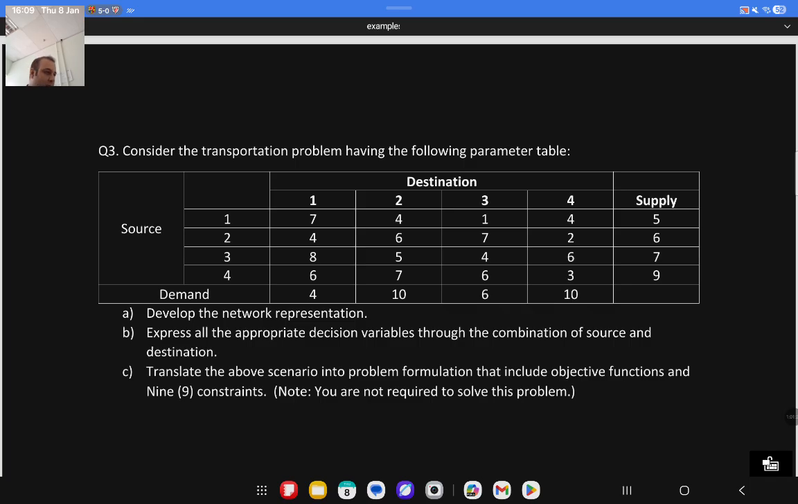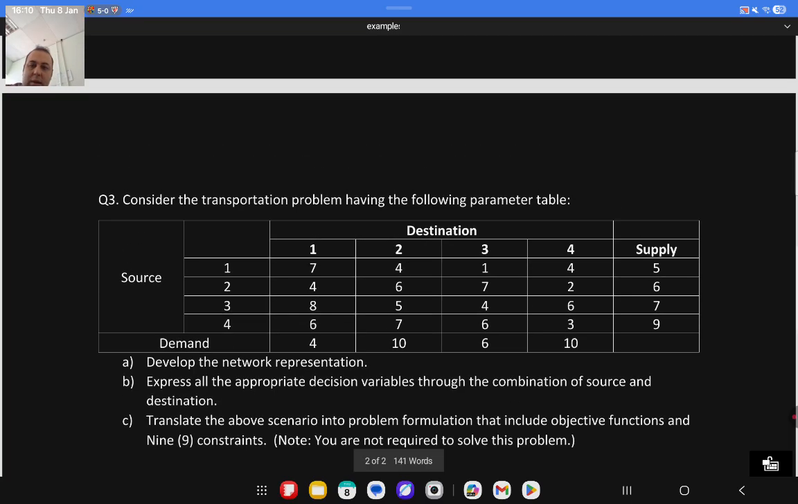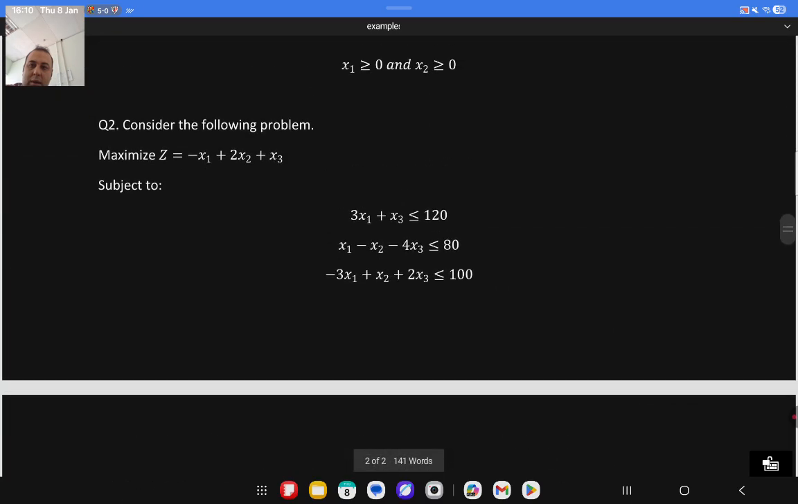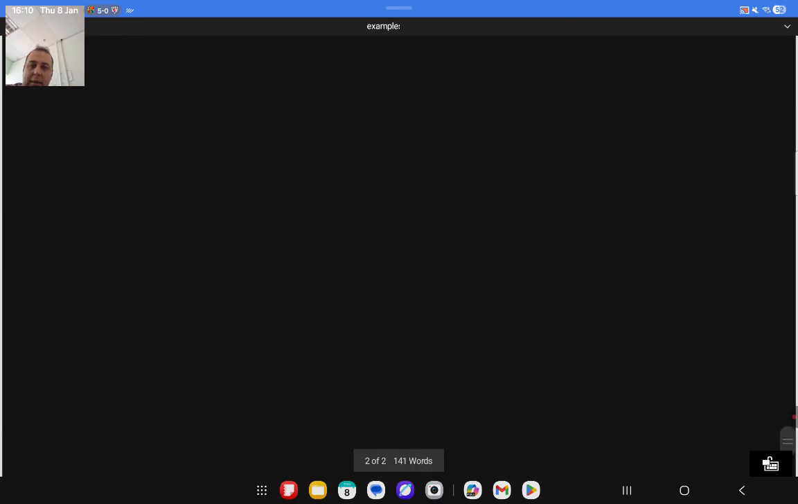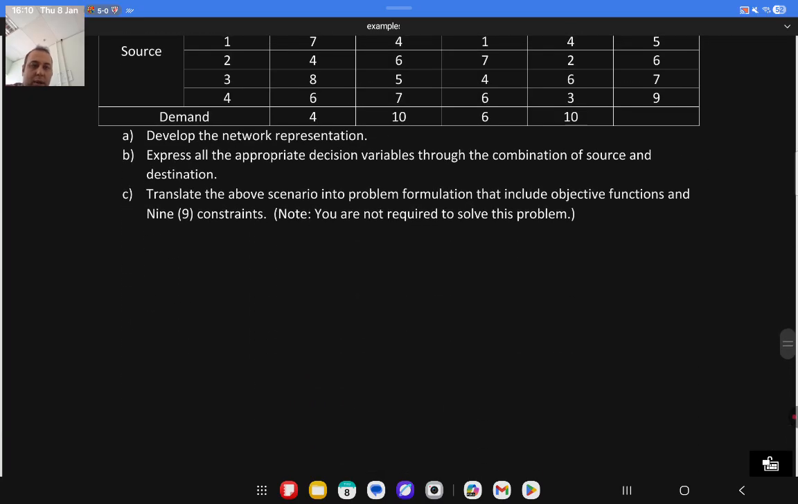The next problem is the transportation problem. I don't have the answer here. I have the answer here. Okay. And the next one is the transportation problem.